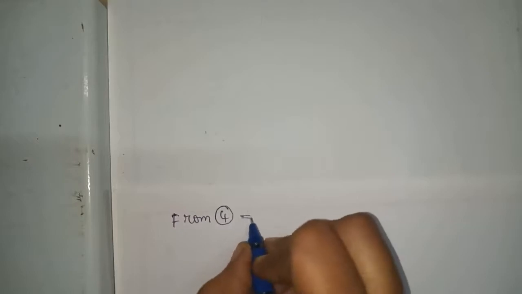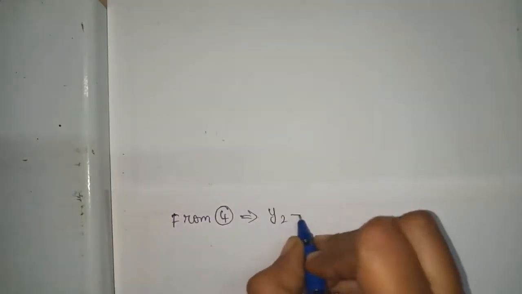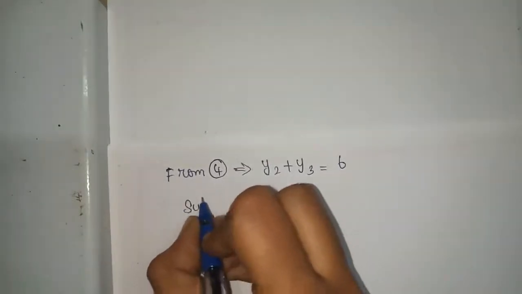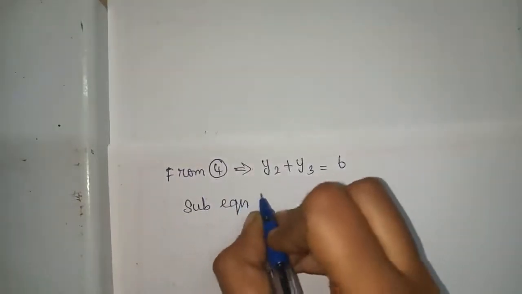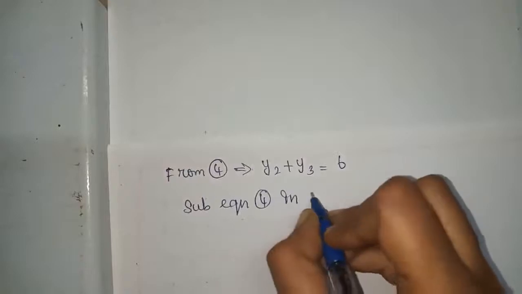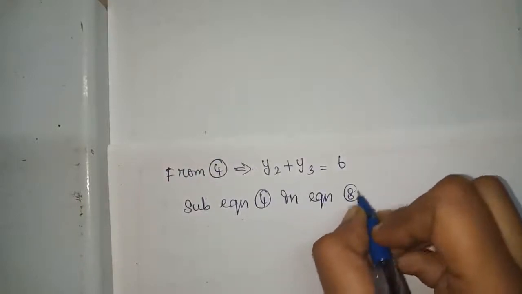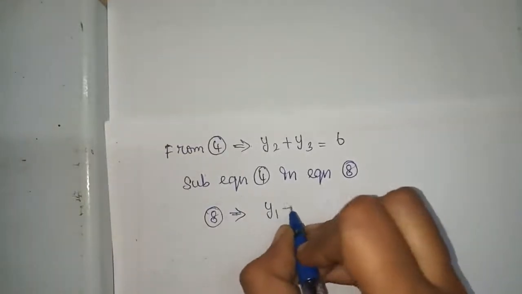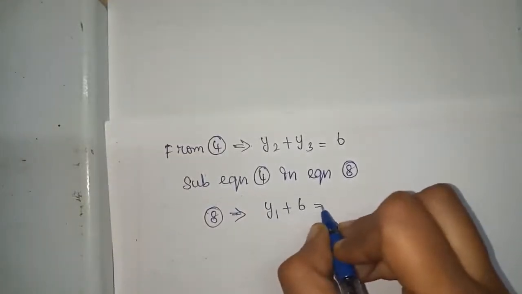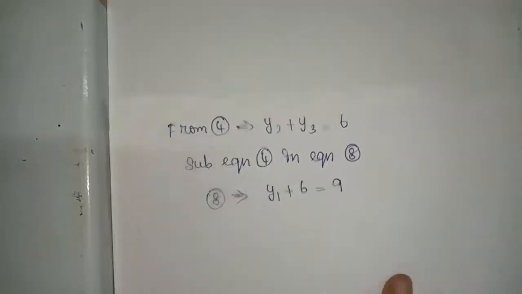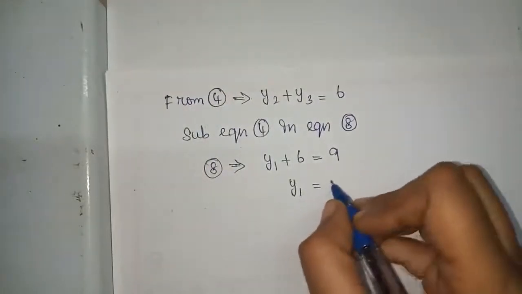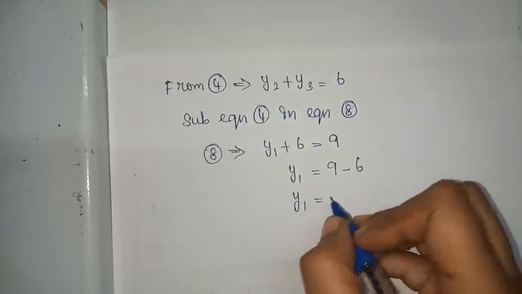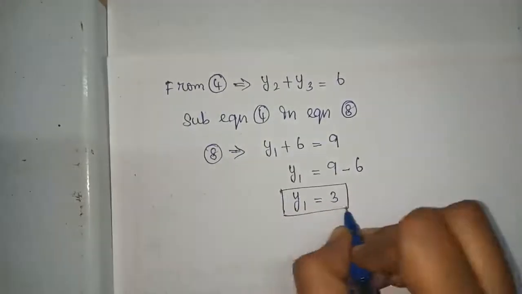From equation 4, y2 plus y3 is equal to 6. Substitute equation 4 in equation 8. Equation 8 implies y1 plus 6 is equal to 9. So y1 is equal to 9 minus 6. The value of y1 is equal to 3.